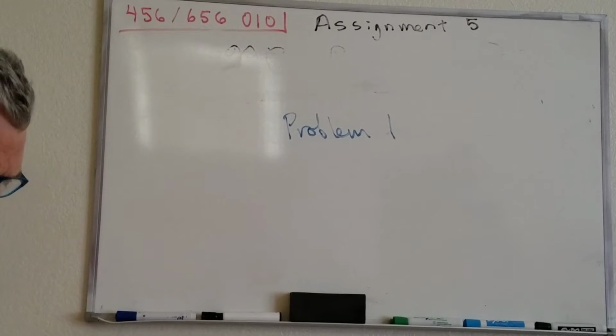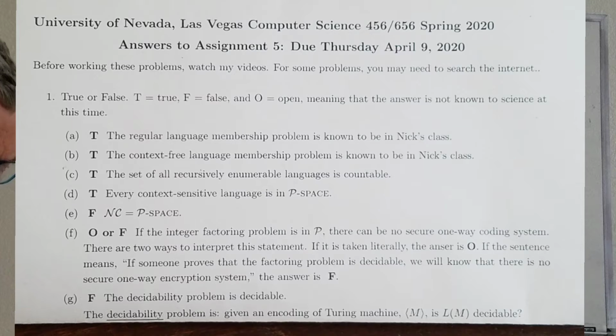All right, I'm now talking about problem 1, which is the true-false. For A, the regular language membership problem is known to be in a mixed class. That's true. Why? Well, it's actually fairly easy to prove, and perhaps it'll be on the next homework. Now, the context-free membership problem is known to be in a mixed class. That's also true, but the proof is very hard, and it was only recently published.